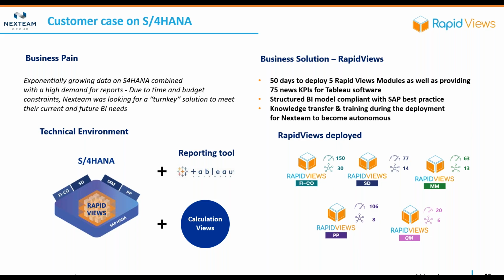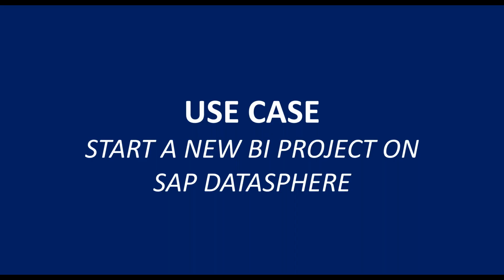Well, we implemented RapidViews directly on S4 HANA. This customer is using Tableau software as their tool. And in a very short period of time, 50 days, they were able to roll out about 5 RapidViews modules, FICO, SD, MM, PP, and QM, and to have all these 75 KPIs up and running. So as you can see, it can be very fast.